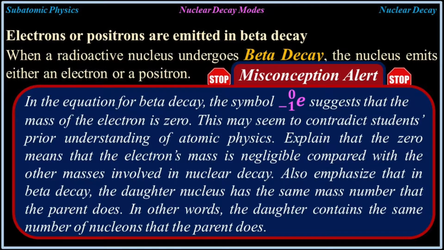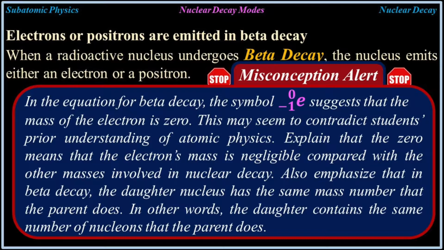Electrons or positrons are emitted in beta decay. When a radioactive nucleus undergoes beta decay, the nucleus emits either an electron or a positron. In the equation for beta decay, the symbol, beta particle, suggests that the mass of the electron is 0.